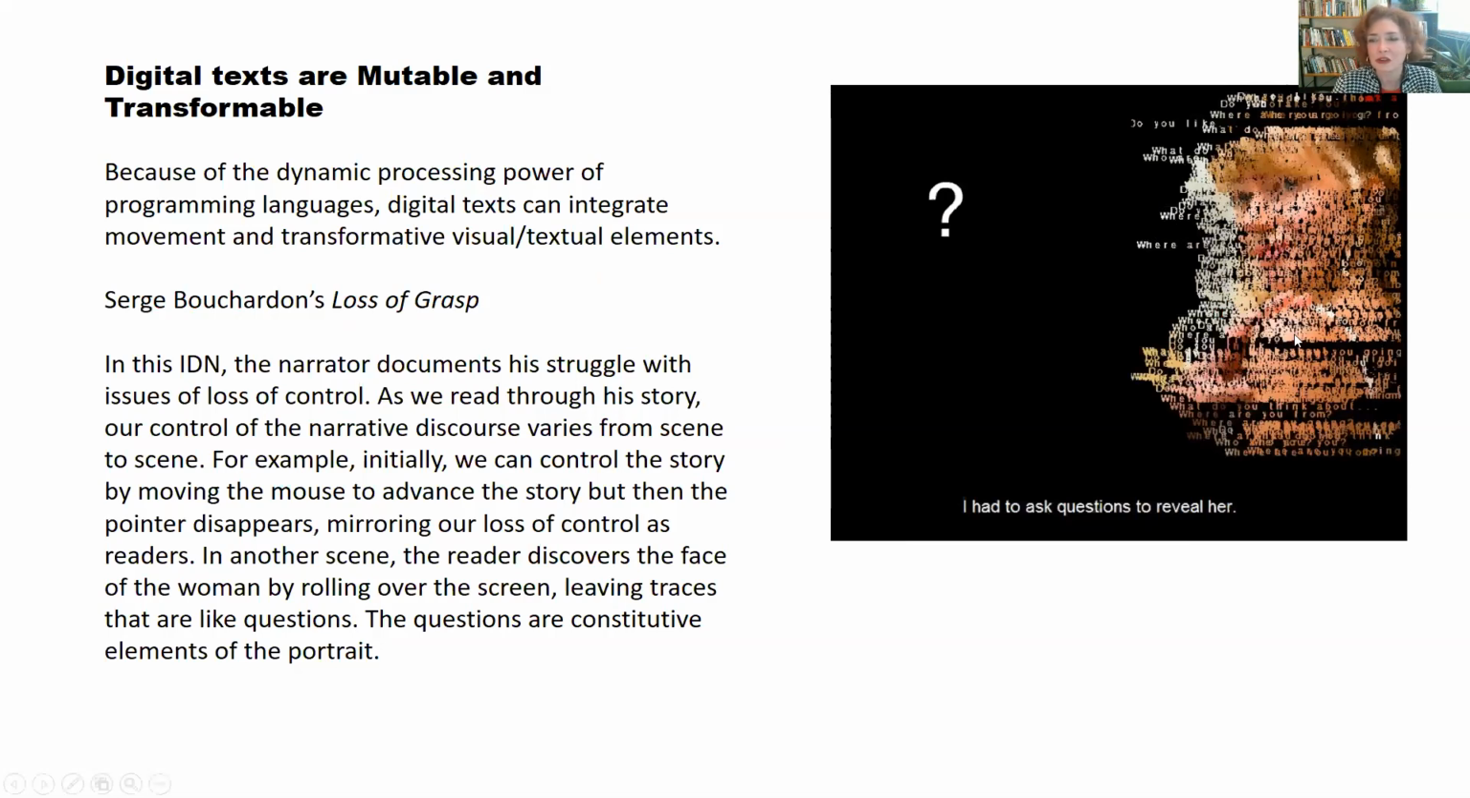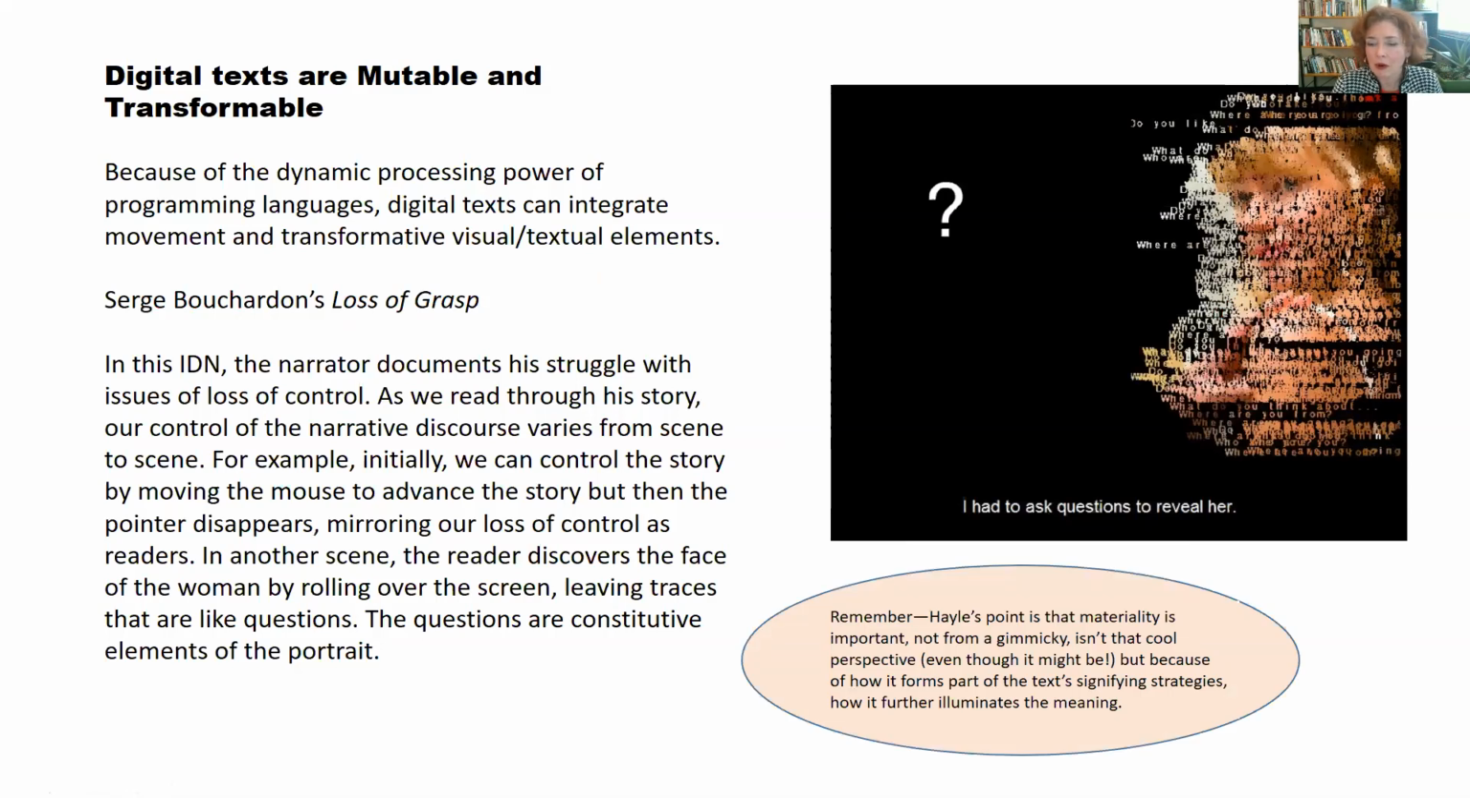And I thought that was a very interesting transformation because it exemplifies what is happening in the story at that particular point. Remember, and I'm coming back to this again, Hayles's point is that materiality is important not just because it's cool, and I think this is really cool, but because it forms part of the text's signifying strategy. In other words, it's part of how the writer is telling the story. It's part of the narrative discourse. Oh my goodness, there I am using a traditional term from traditional narratology. But it fits in this case, right?